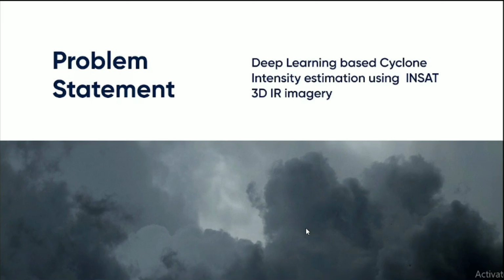Talking about the problem statement, it says that we need to develop or build a deep learning model, basically a convolutional neural network model, which will predict the intensity of a cyclone by taking into consideration the live images captured by INSAT. INSAT is basically the satellite of ISRO itself.